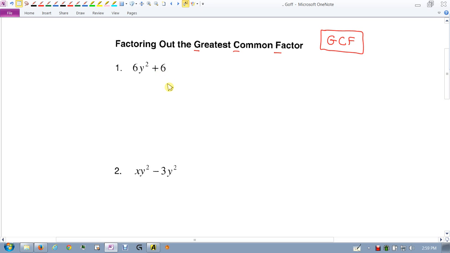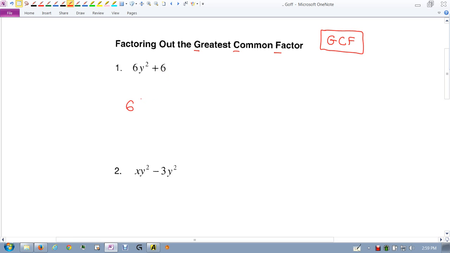So greatest common factor means you look at each term, every term, not just 2. If you have 5 of them, you can't just look at 2. You've got to look at all of them and see if there's something that they all contain. So we'll start with numbers. Is there a number that goes into both 6y squared and 6? 6. So 6 would be part of my greatest common factor. And now you look for variables. Is there a variable that appears in both? No. So 6 is the most that I can, what we call, factor out.